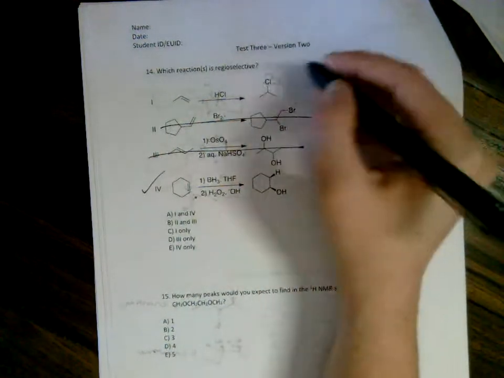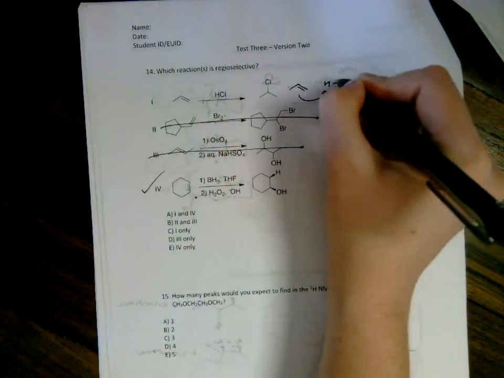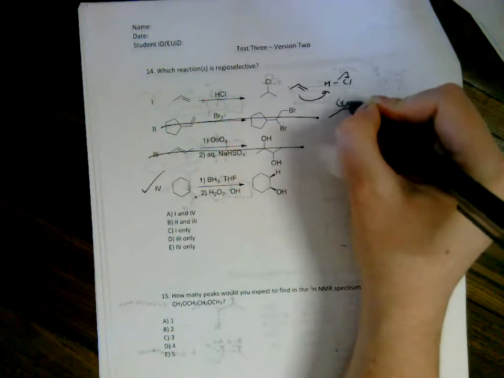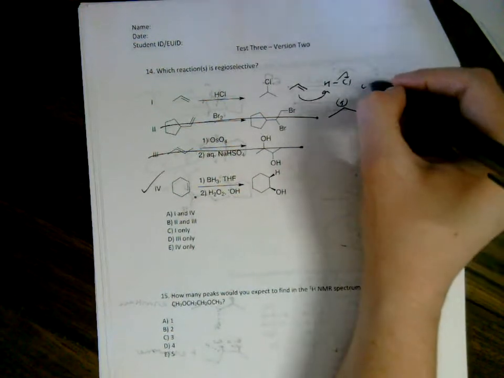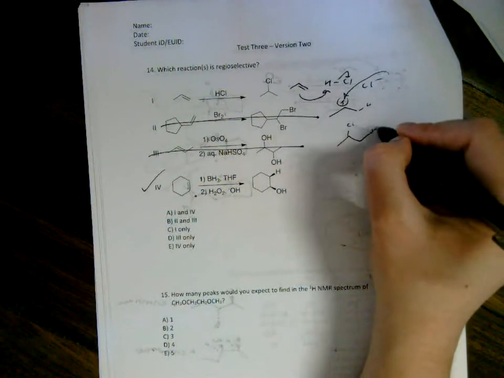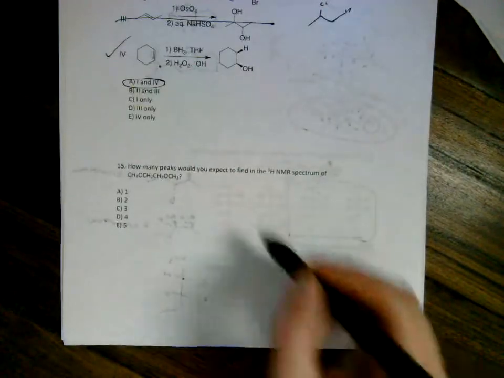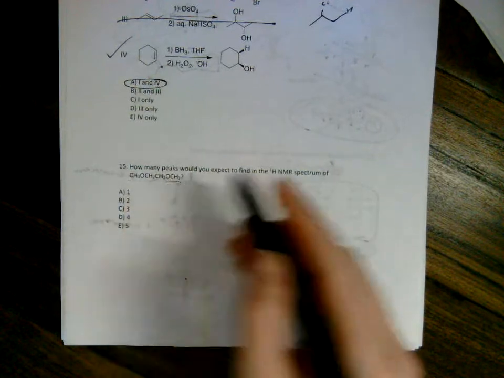And then HCl actually does add regioselectively because the alkene would attack, and you'd get the carbocation with the H here, and then the Cl minus would come in and attack. So this actually adds Markovnikov. So 1 and 4 are both regioselective.